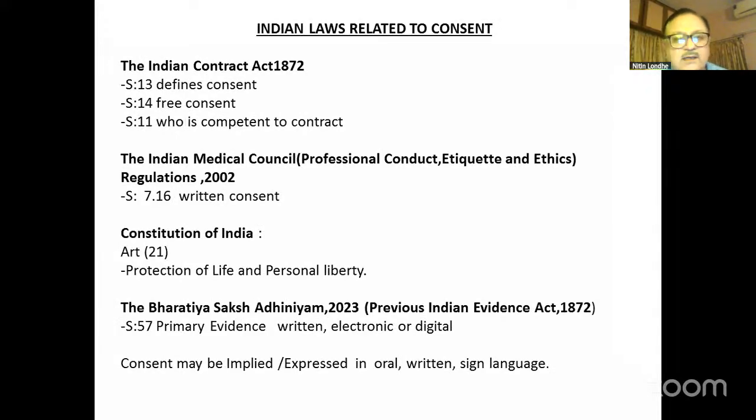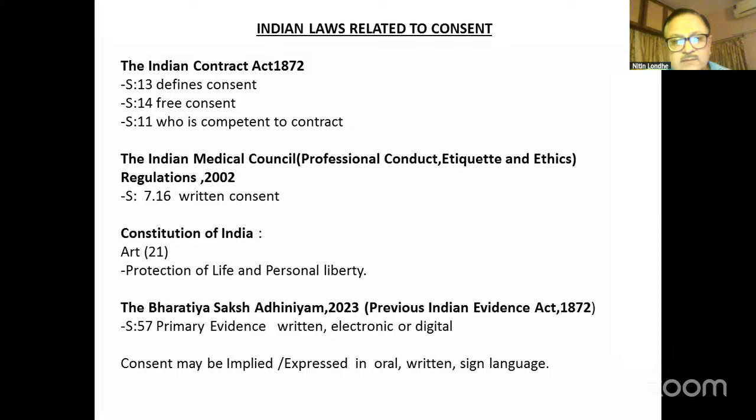Now, in the Indian scenario, again, the laws which deal with consent, as I just informed you, the Indian Contract Act of 1872, Section 13 defines what consent is, which we just saw in brief. Section 14 defines what is free consent, which we shall see in a short while. And Section 11 defines who is competent to contract or give consent.